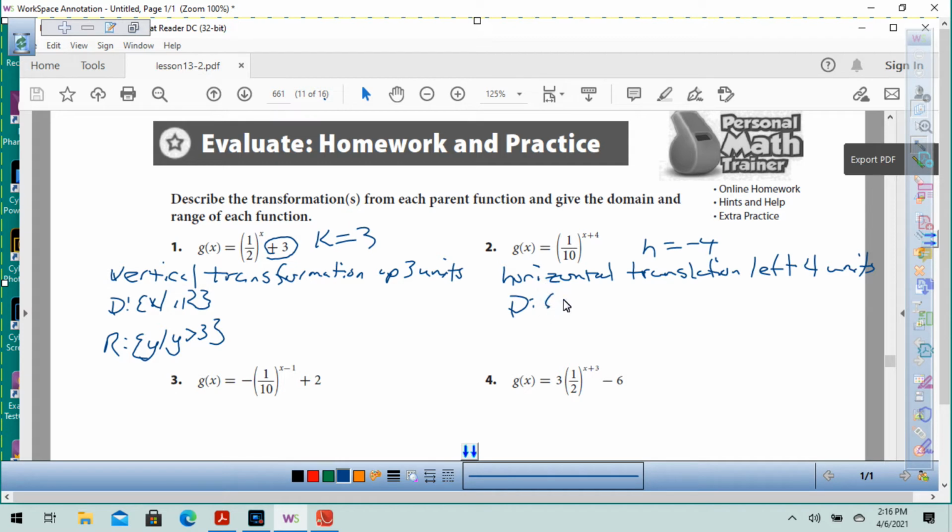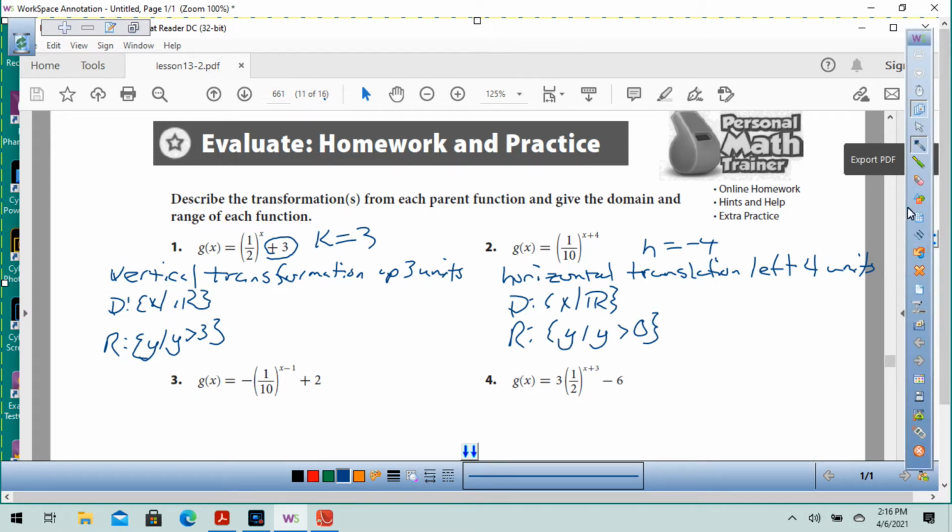Our domain is going to be x such that x is all real numbers, and our range is going to be y such that y is greater than, a is positive, so it's going to be greater than, and k is 0, so it's going to be greater than 0.